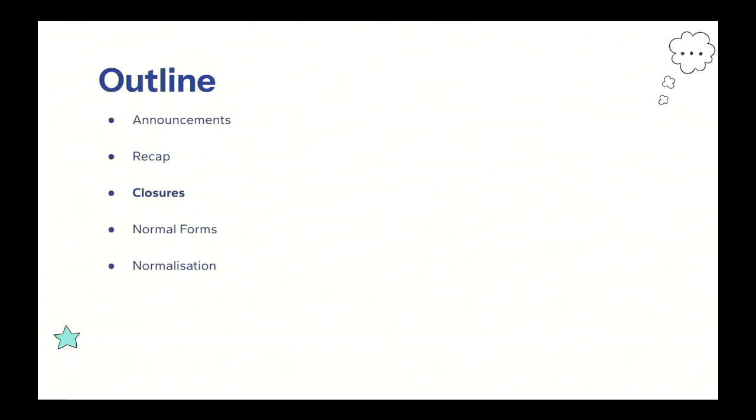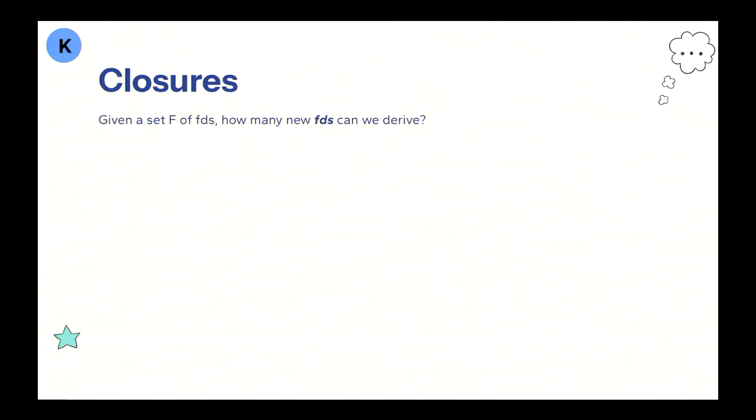And now we are going to have a systematic look at how to use functional dependencies. Why are they useful? So before we could use functional dependencies for normalization, for determining keys, let's learn another key concept here, which is called closure. So the definition here is, given a set F of functional dependencies, how many new functional dependencies can we derive? So that's actually a question, because we can use different inference rules to generate new functional dependencies. But in the end, how many of them can we derive?